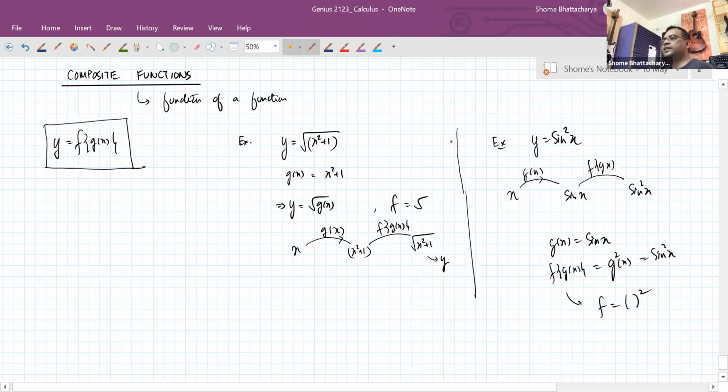So first of all, how do we recognize a composite function? This is how we recognize a composite function. It's a function inside a function. So this is whole square of sine x. It's a function inside a function. There's the square function, the whole square function, and inside it there's the sine function.